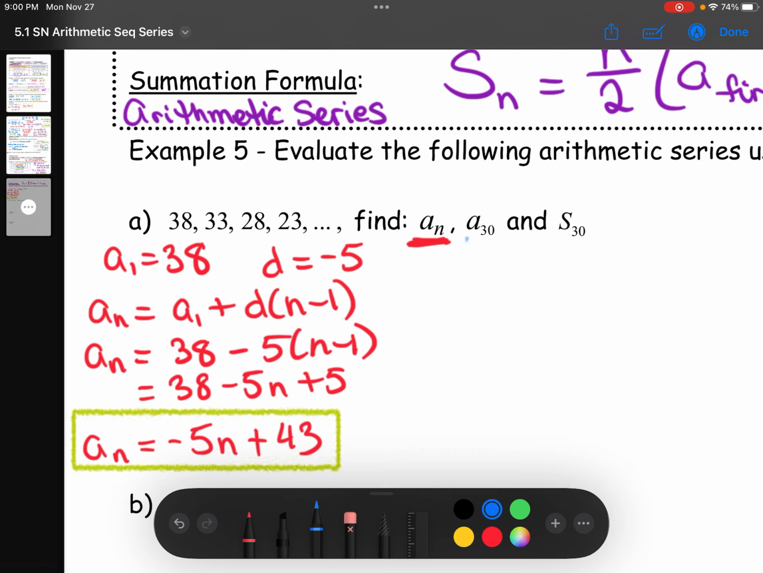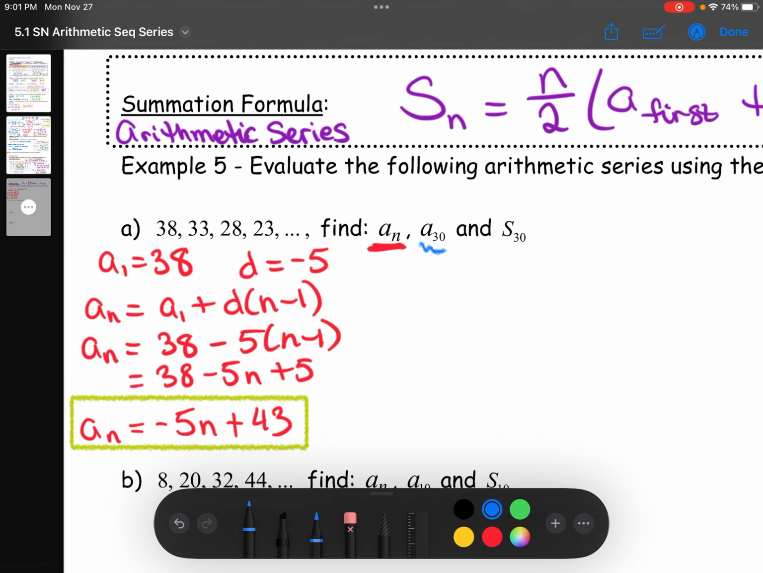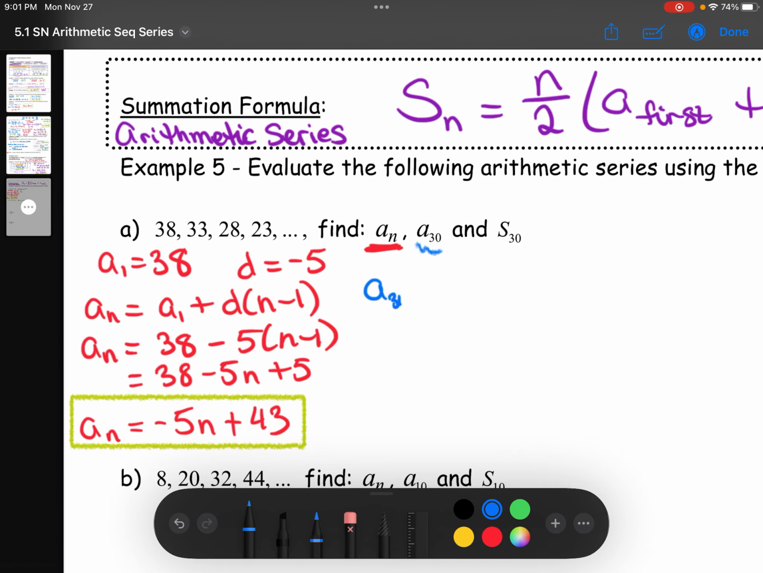Now, the next thing it wants is a sub 30. Well, that's the 30th term. We have the general term. So a sub 30 is negative 5 times 30 plus 43. And I would put all of that in the calculator. Negative 5 times 30 plus 43, enter. And there's our negative 107. So a sub 30 equals negative 107.